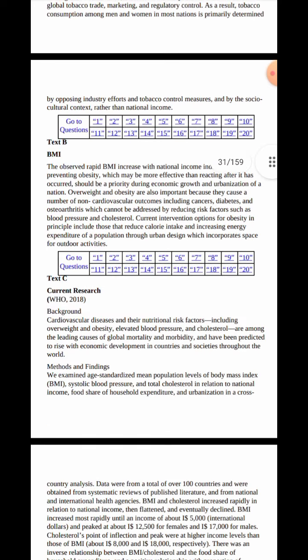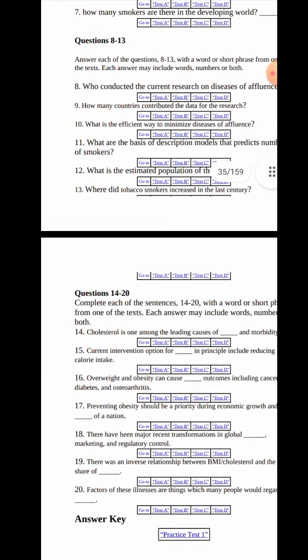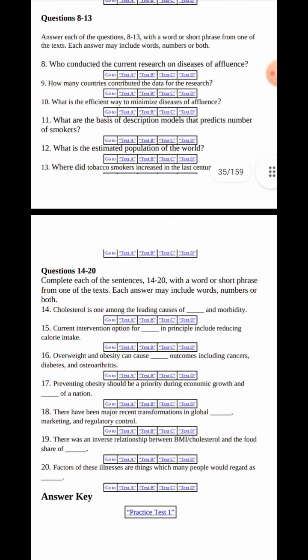So what we're going to do is come down again to question 15 and put the answer right there. Current intervention option for dash, put obesity. We will write it out. Here we are not writing B, we are not writing C or A, we are writing out the answer, obesity. Okay, so is it that difficult? Let me know in the comment section, please. So now let's move on.